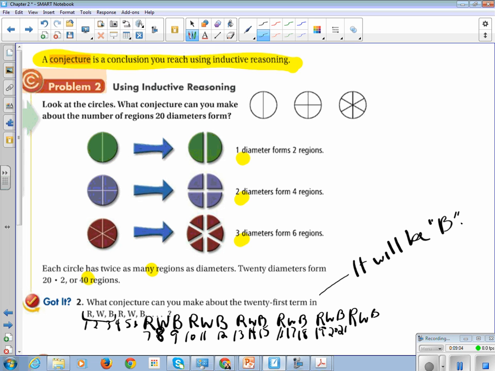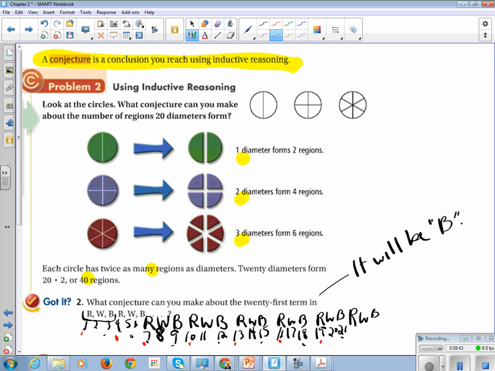I have a question. Talk through that real quick. So on your paper, it says there are three letters in the pattern before it starts repeating. R is the first term, the fourth term, the seventh term, the 10th term, the 13th term, and the 19th term, if you have calculated it. W is the second term, the 5th term, the 8th term, etc. B is the 3rd term, the 6th term, and the 9th term.